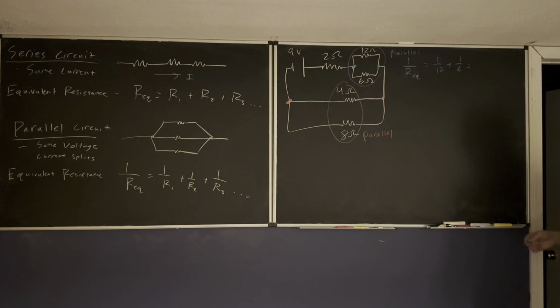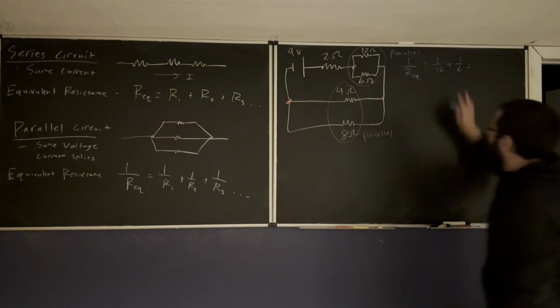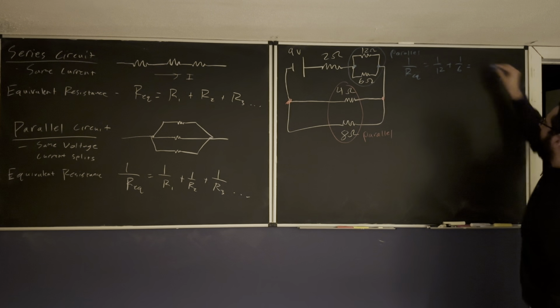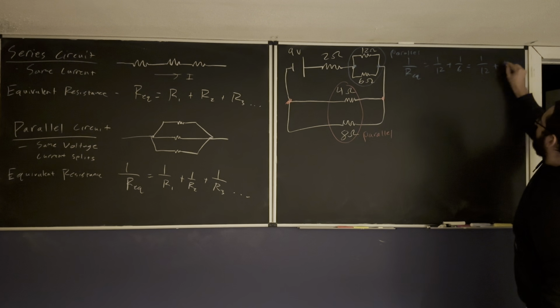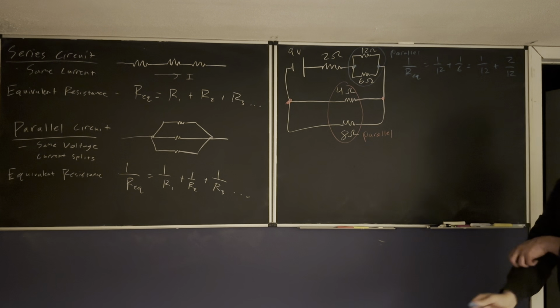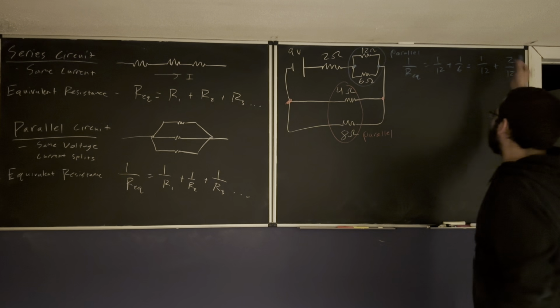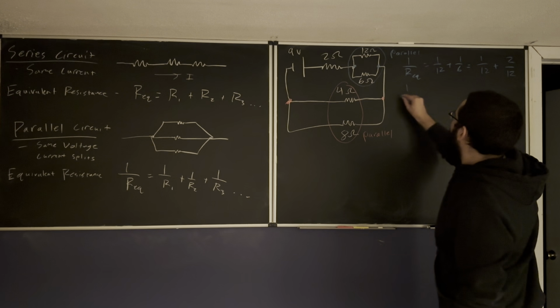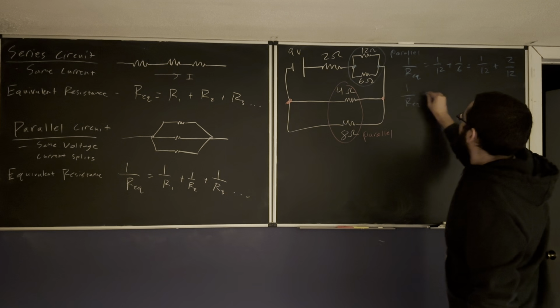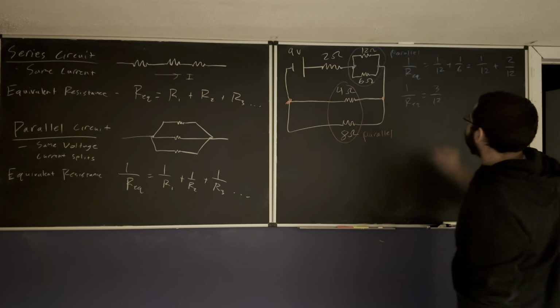Now with these, you need to have common denominators, right? When you're adding fractions, you have to have common denominators. In this case, the common denominator is 12. So 1 over 12 plus 2 over 12. I had to rewrite 1 over 6 as 2 over 12. And then when you have a common denominator, you can just add up the numerators, okay? So 1 over REQ is equal to 1 plus 2, which is 3. So we have 3 over 12.